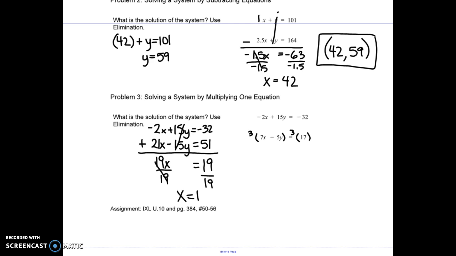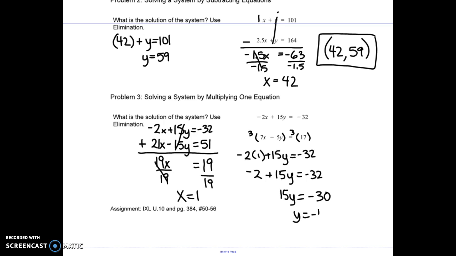Again, pick one to plug it into. Negative 2 times 1 plus 15y is equal to negative 32. Negative 2 plus 15y is equal to negative 32. I'm going to add 2 to both sides to get rid of that negative 2. So I've got 15y is equal to negative 30. Divide both sides by 15 and I get y is equal to negative 2. So my answer is 1, negative 2.